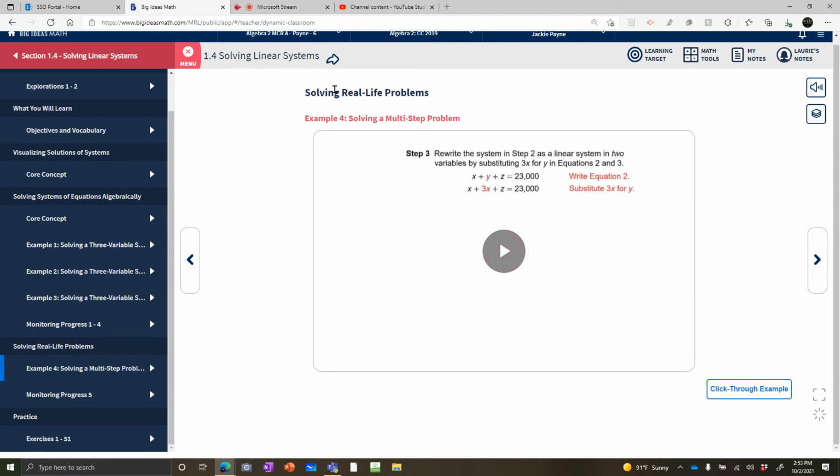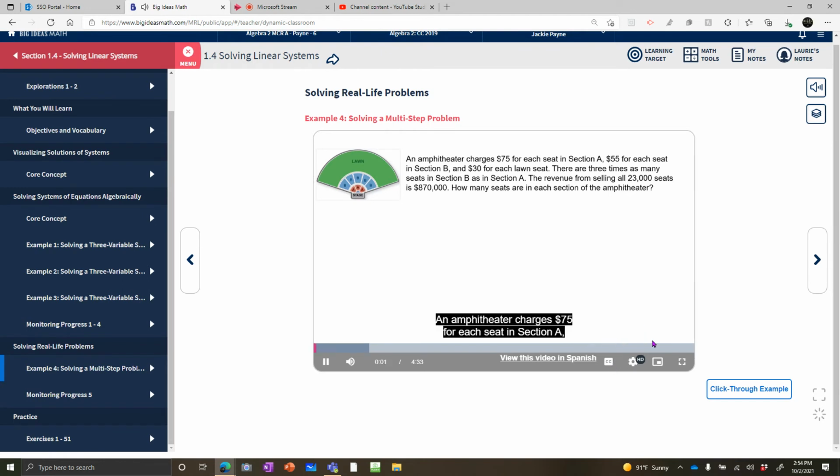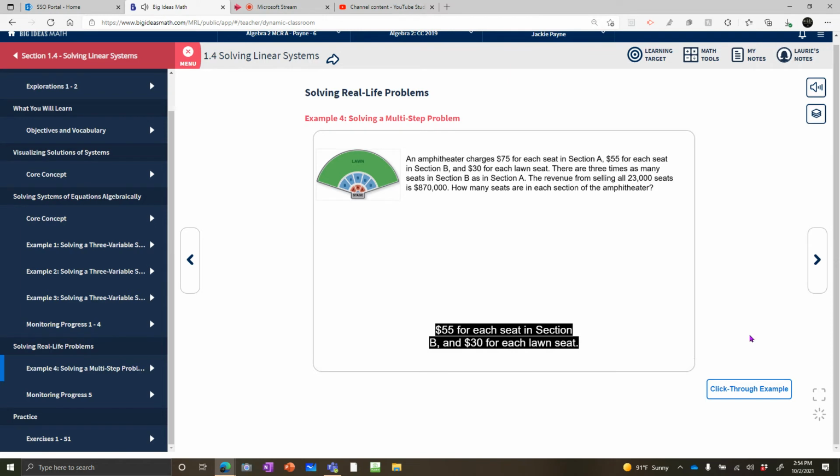So let's say we have a real life problem. We have three different unknowns, and we have three different equations. We want to solve it. An amphitheater charges $75 for each seat in section A, $55 for each seat in section B, and $30 for each lawn seat. There are 3 times as many seats in section B as in section A. The revenue from selling all 23,000 seats is $870,000. How many seats are in each section of the amphitheater?